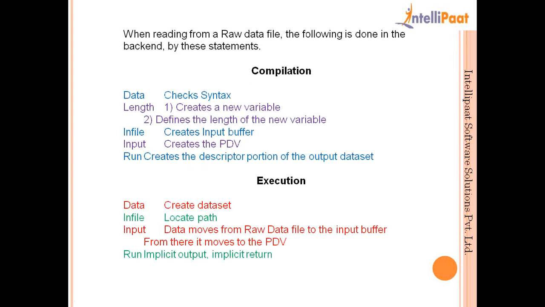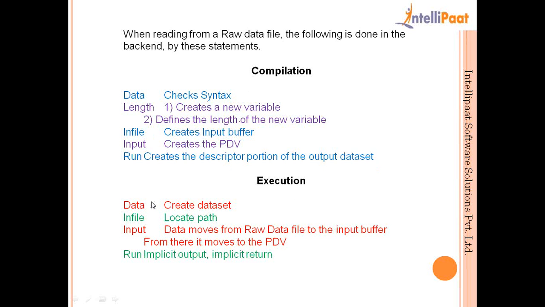When reading from the raw data file, the following is done in the backend by the statements. So just read what is happening. In the compilation phase, the data step checks the syntax, creates the new variable, defines the length of the new variable, creates the input buffer, creates the PDV, and run creates the descriptor portion of the output data set. So this is all that happens in the compilation phase.